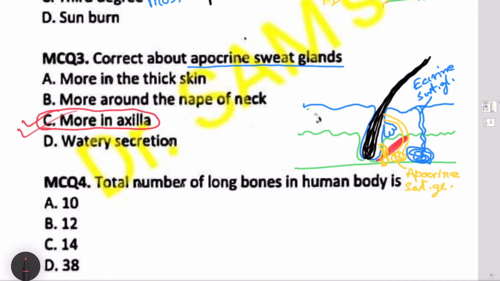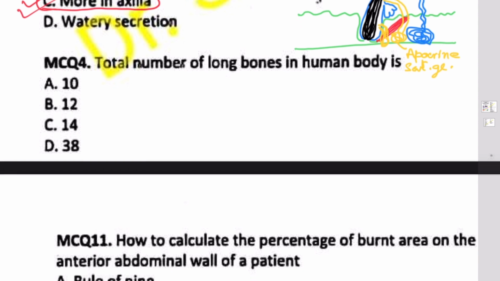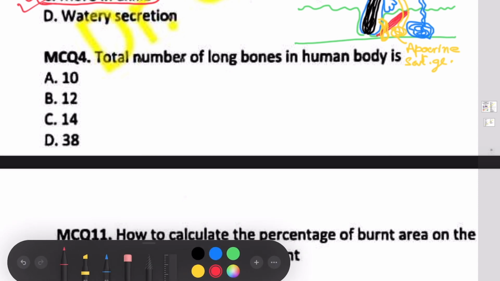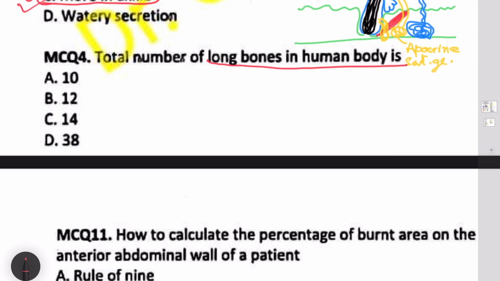Next question is, total number of long bones in human body is. This one is a very easy question. Long bones in human body, right? So in the appendicular skeleton, you find humerus, radius, ulna. Then you have femur, tibia, fibula, and the long bone lying horizontally in the body is clavicle, right?